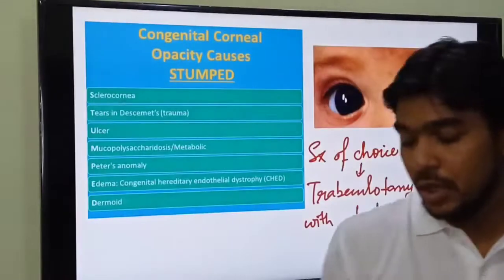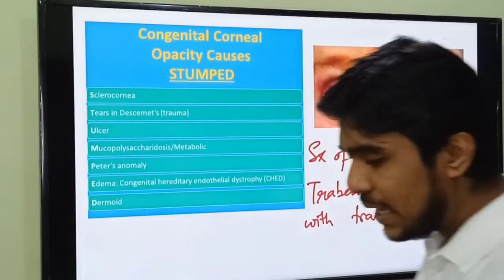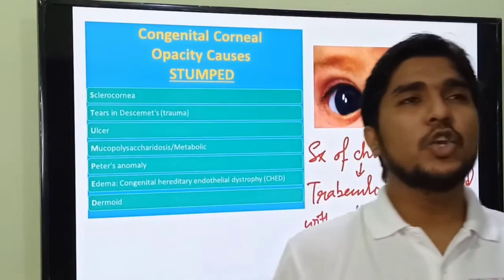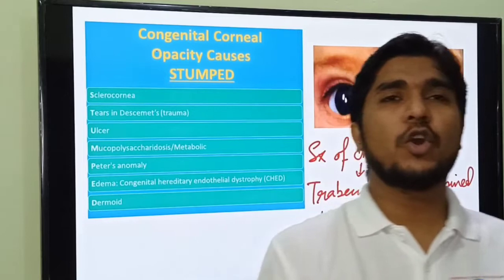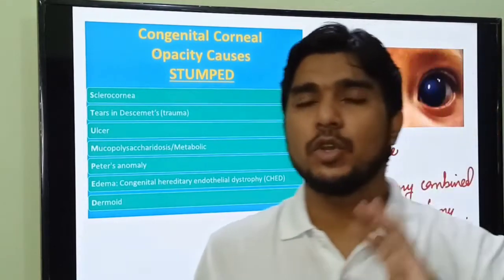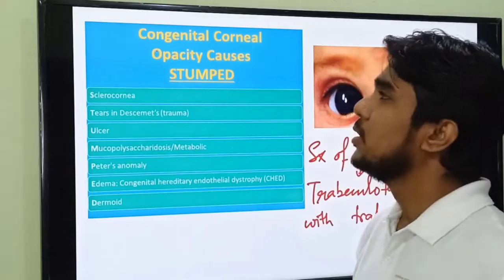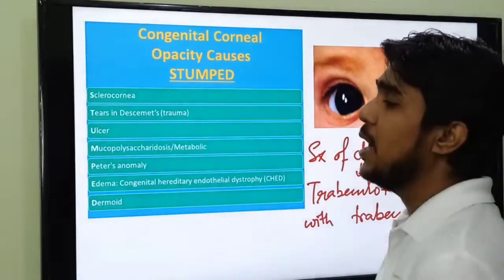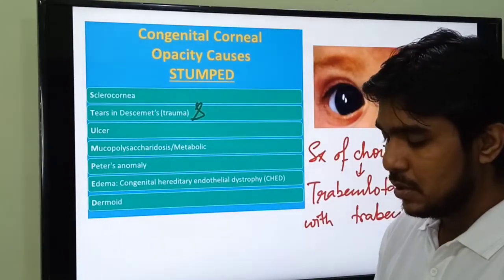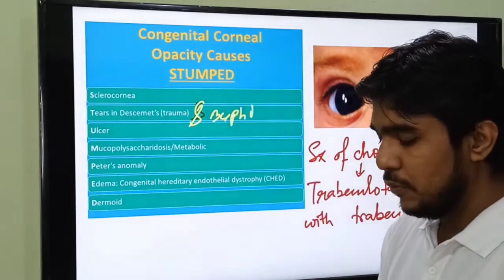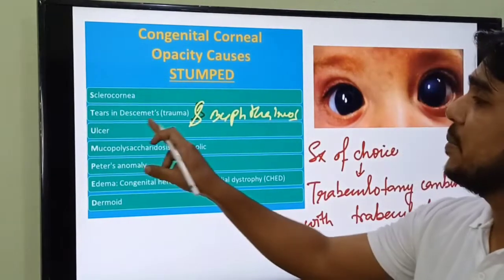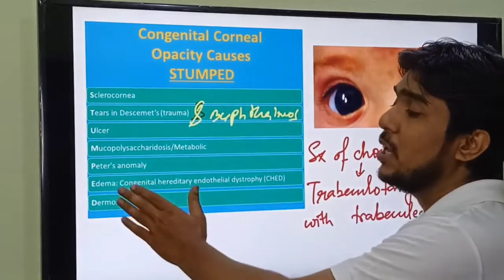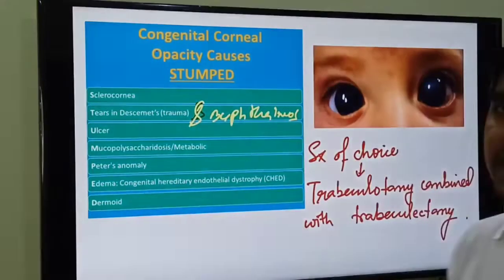It's a combined surgery. Now, you can get a question on congenital opacities. A newborn child is born with a corneal opacity, and they will give different scenarios. You have to remember only this line. Just stump, very famous. S for sclerocornea, T for tears in Descemet membrane, it can be trauma and it can be buphthalmos. U for ulcer, M for mucopolysaccharidosis, P for Peters anomaly, E for edema, D for dermoid. So you have to think in this line only.